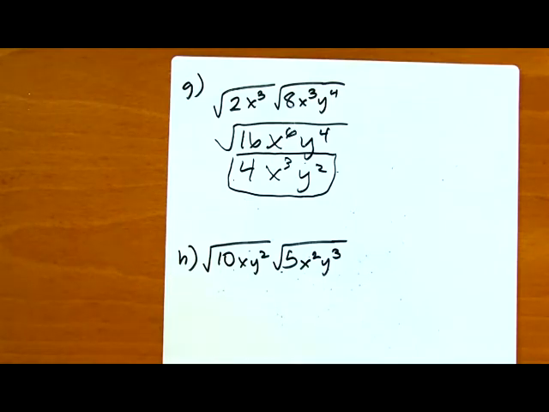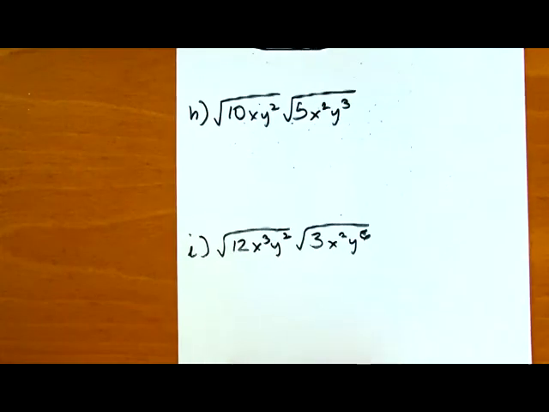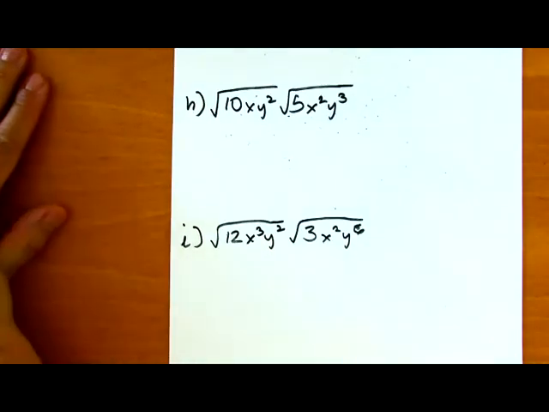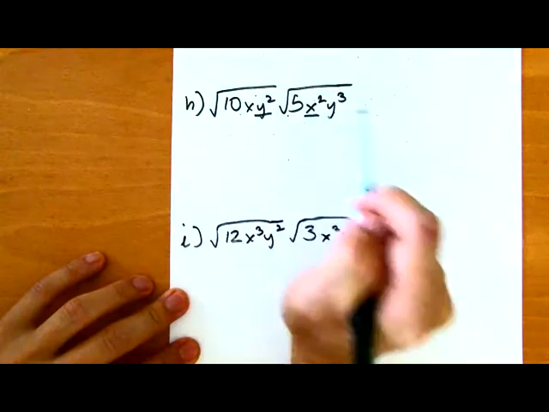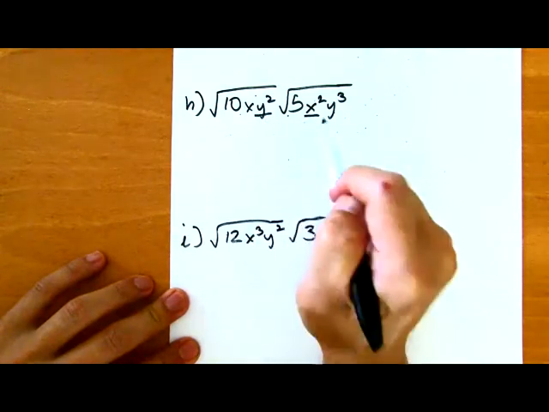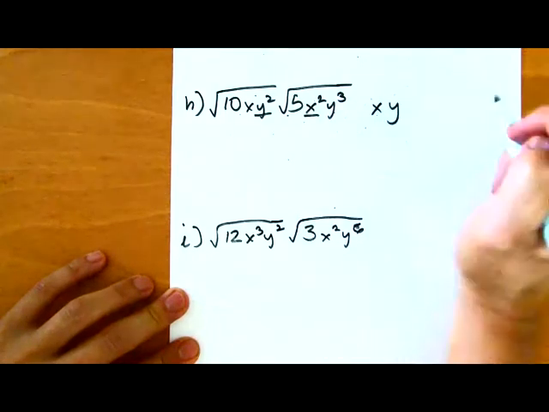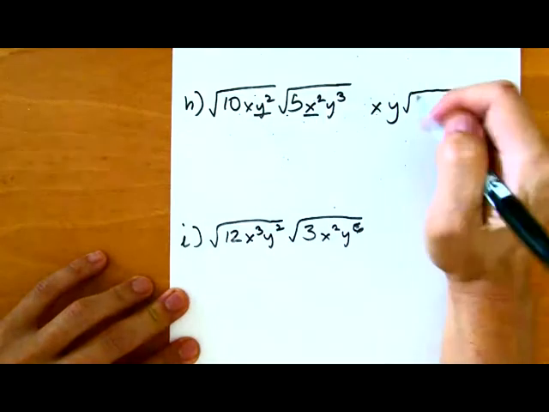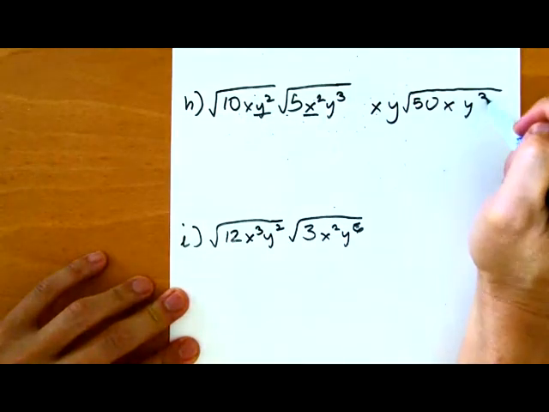Try H. Radical 10xy to the second times radical 5x squared y to the third. Well, if you look at this, we can do some square rooting before we even start. We can square root the y squared, we can square root the x squared. So that would be x and y. We can multiply the rest. 10 times 5 is 50, x and y to the third.